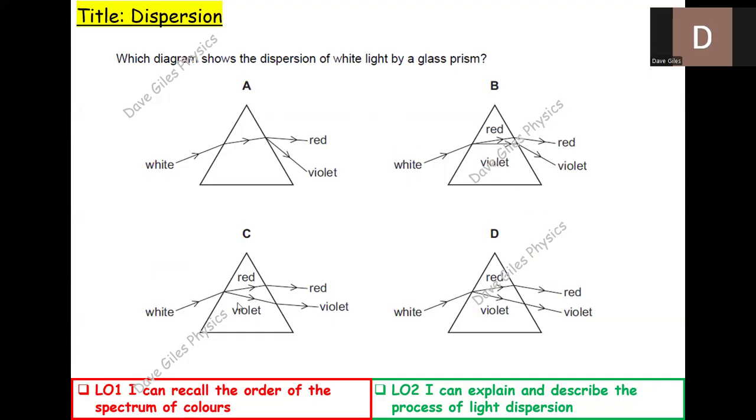However, if we look here, the red and the violet appear to be parallel with each other, which they wouldn't be. Same here. When they come out, you can see red and violet are parallel. So the answer is therefore B, because they are coming out at different angles.